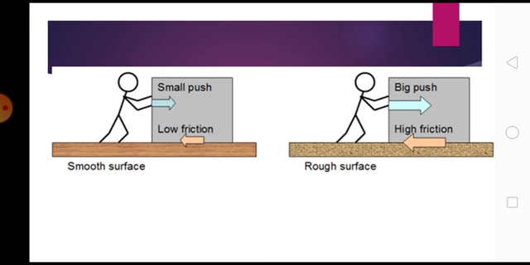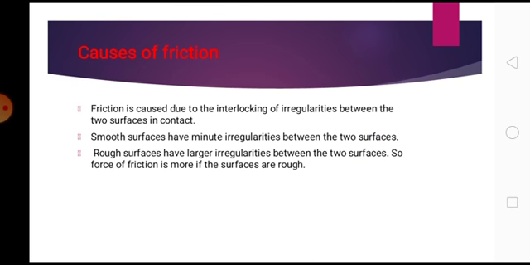Now this diagram shows if there is very little load in a container, the pressure applied between the container and the surface will be less, so we have to apply less force on a smooth surface. On a rough surface we have to apply more force because there are irregularities, and then high friction will be applied from the other side. So what are the causes of friction?